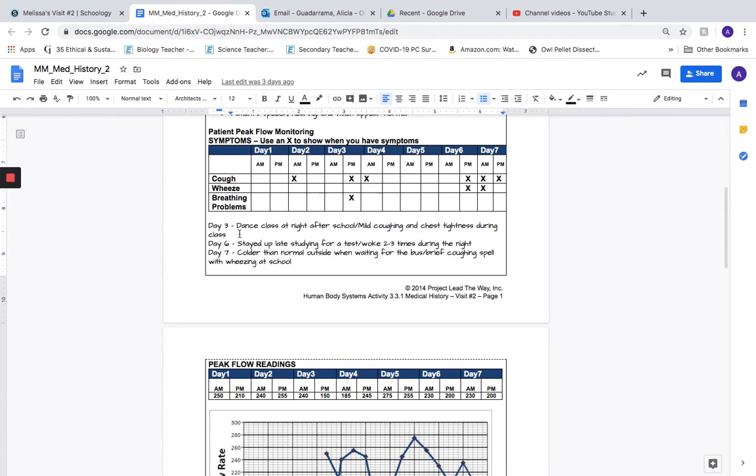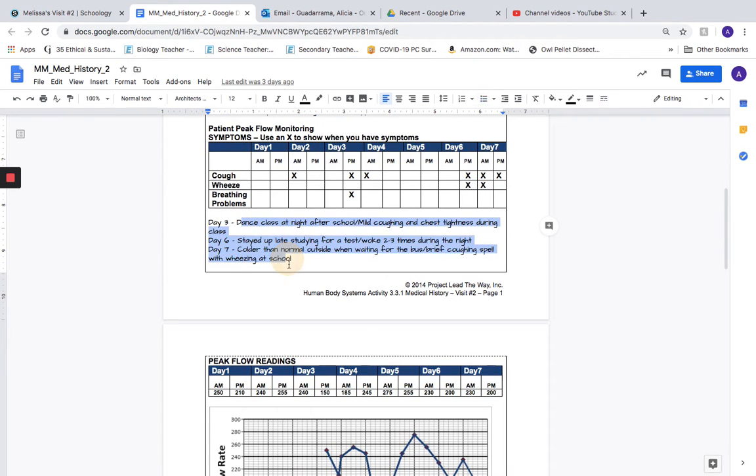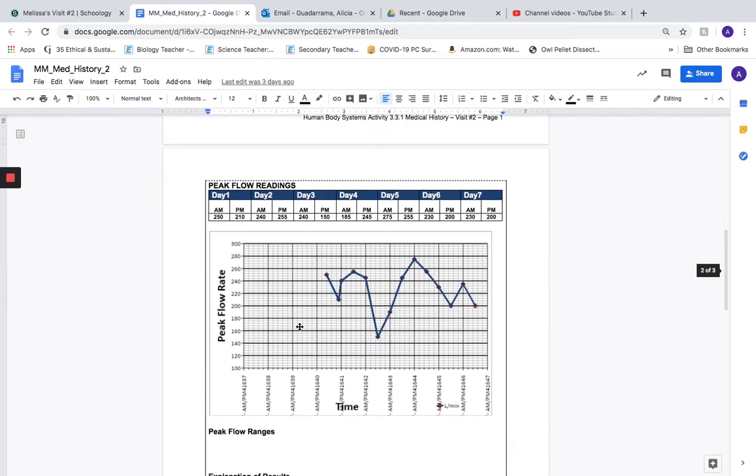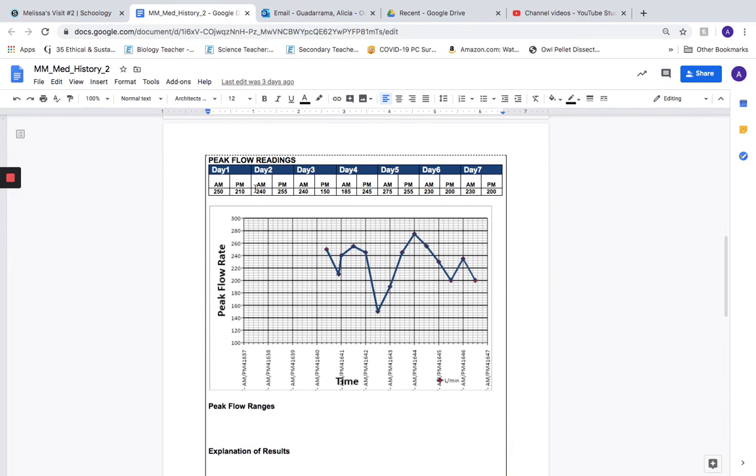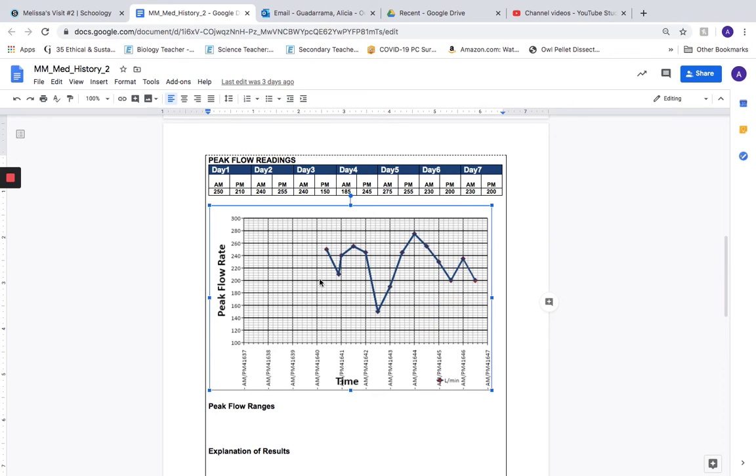And then try to explain why that might have happened on the different days. But then you also have her peak flow readings, so they graphed it all out. What you're going to do here is section it off. So we know that 267, which is right about here, is her peak, the highest she can get, or the best possible number for peak flow.